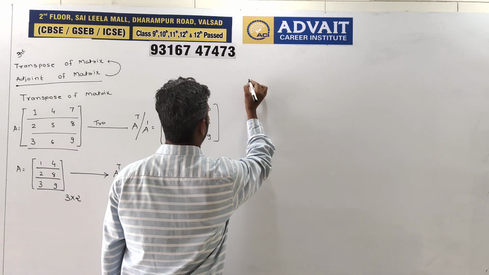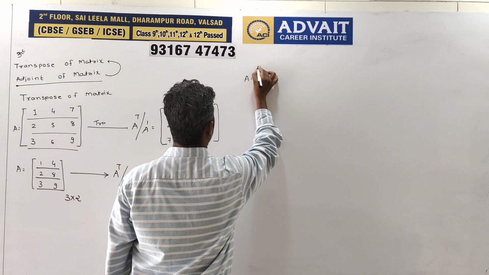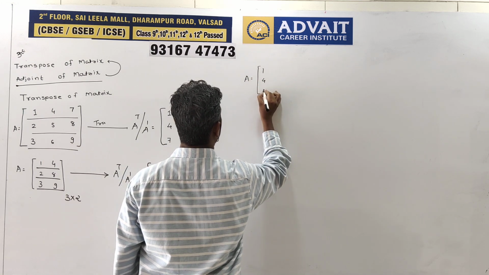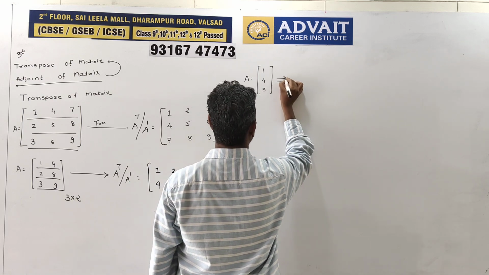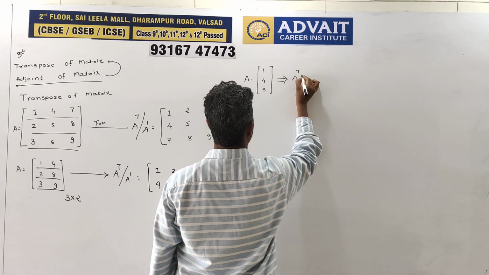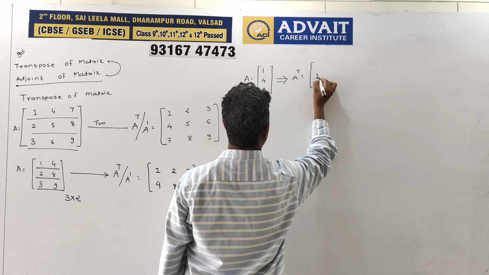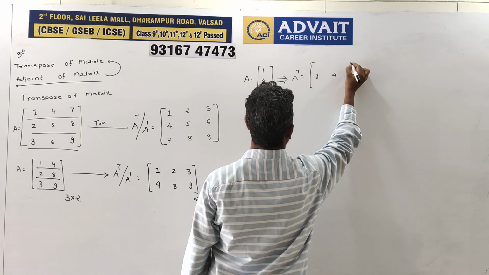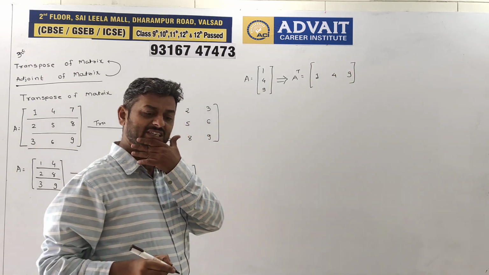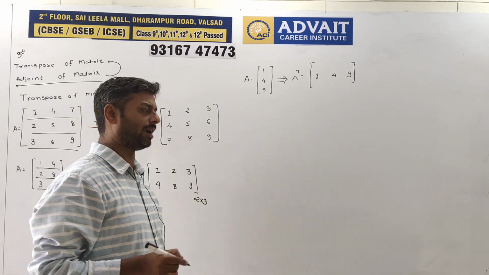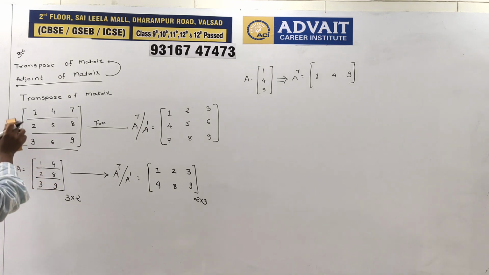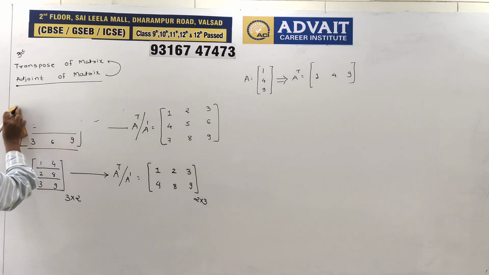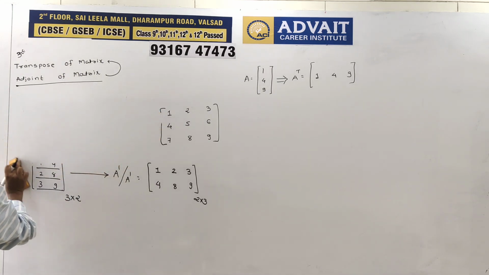In the same way, if I write A is equal to 1, 4, 9, then the transpose of this is 1, 4, 9. Okay. This is required in finding the adjoint. So I have just done that. Now we are going on to the adjoint of a matrix.